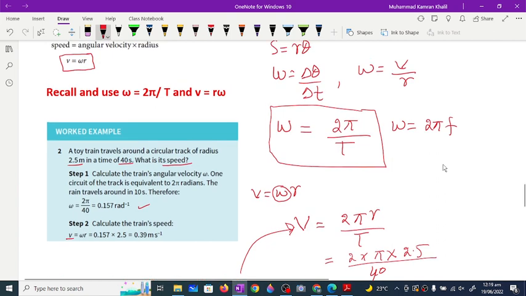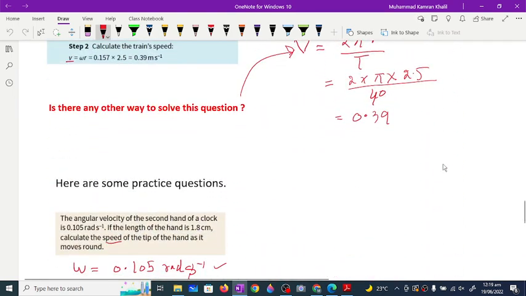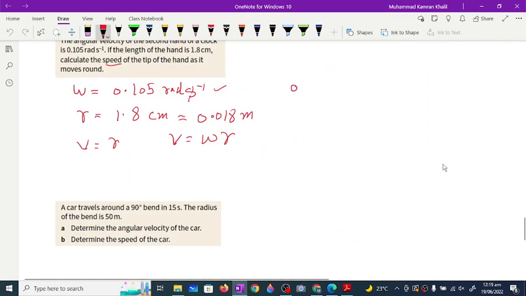Let's move upward. When the angle is given in radian and you want to convert it into degree, whatever the value given, multiply it by 360 and divide it by 2 pi. So 0.105 multiplied by 360 divided by 2 pi. Let's see what the answer is. The angle is 6 degree.